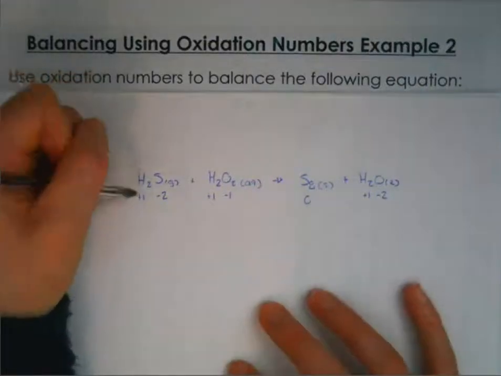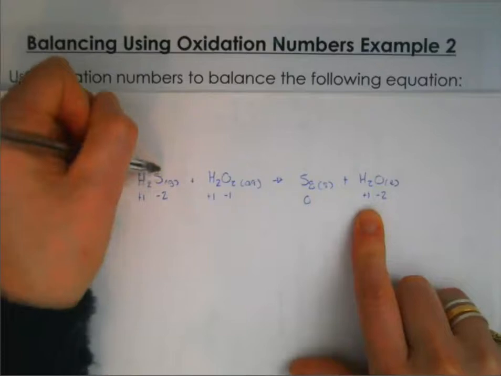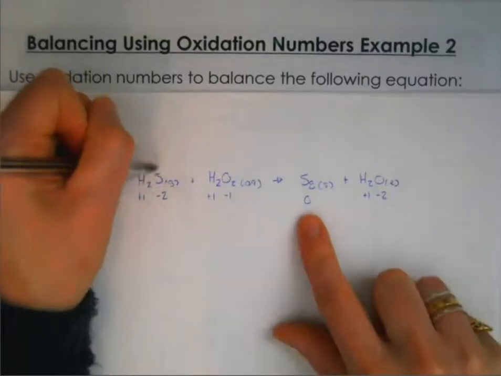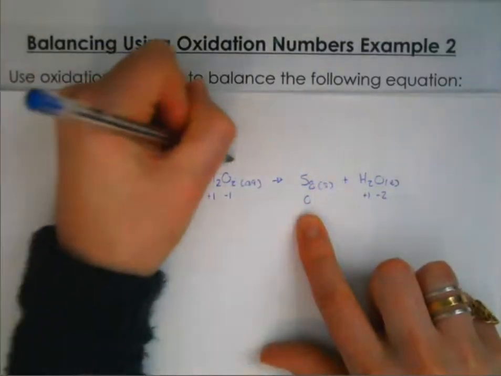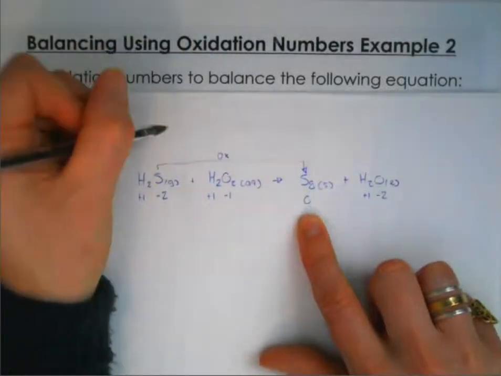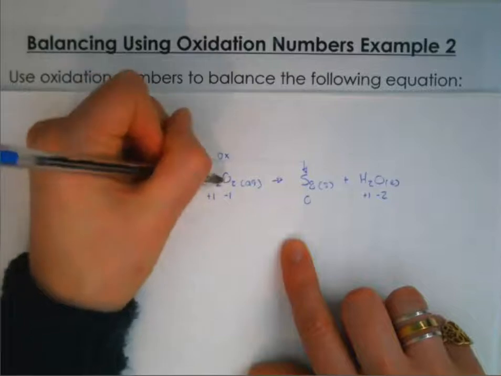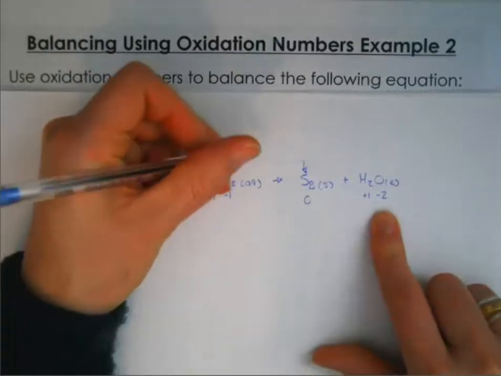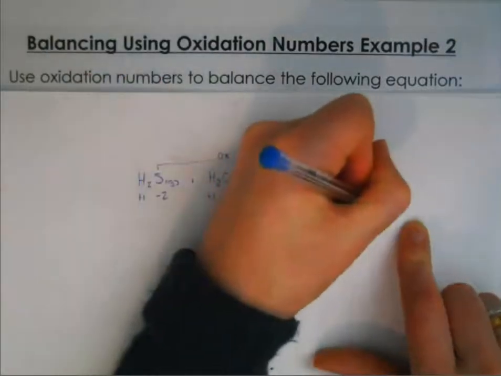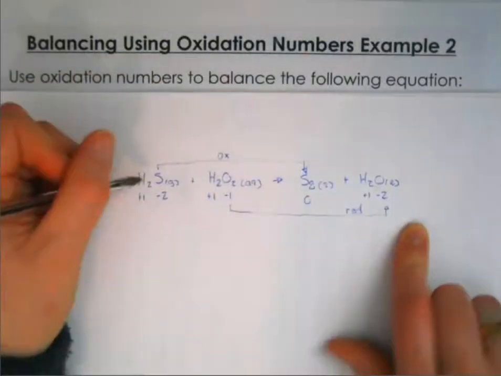So looking at the changes that happen, hydrogen is +1, the same throughout. Sulfur is -2, changing to 0. So we see an increase in the oxidation number, which means that is an oxidation reaction. And then for the hydrogen peroxide, we have oxygen with -1, and over here it's -2. So we see the oxidation number decreasing, which means we're working with a reduction there.